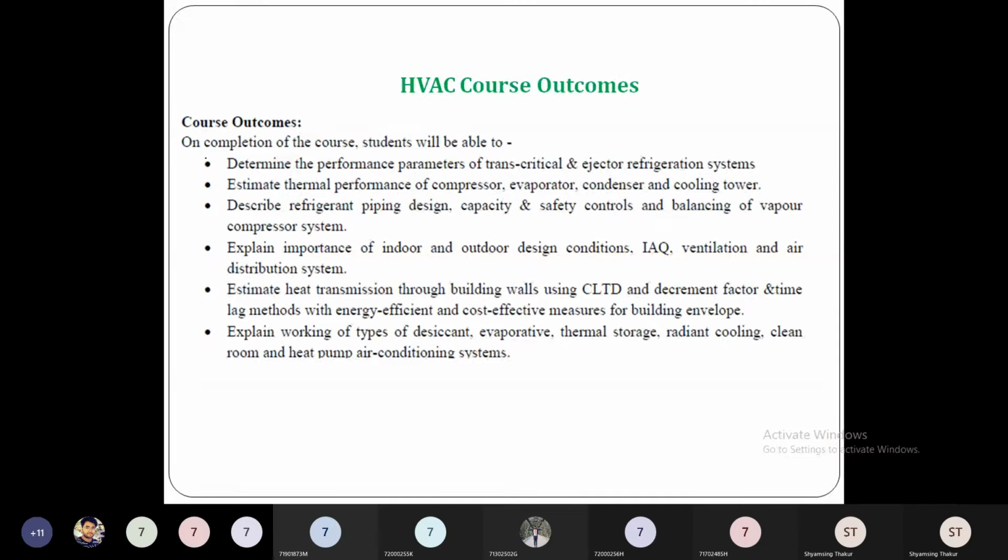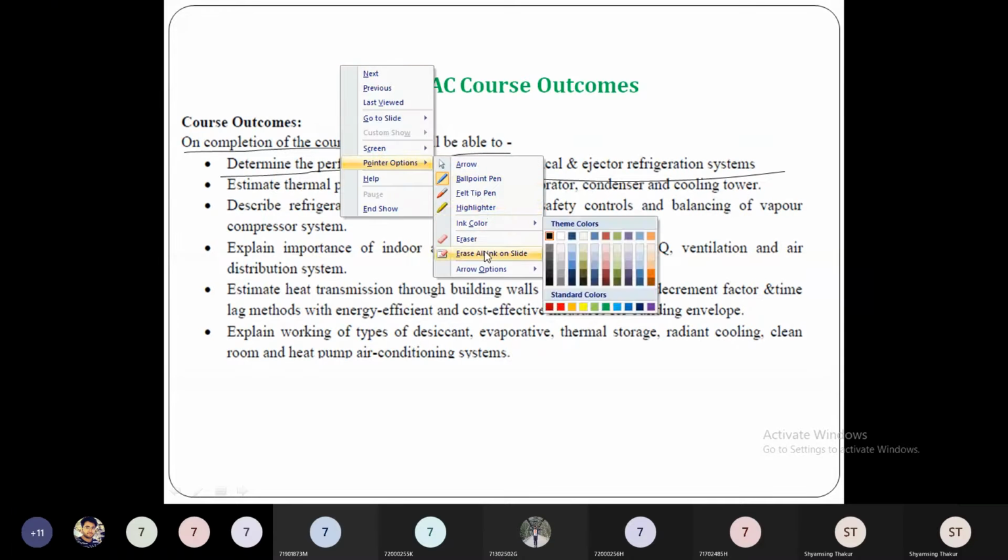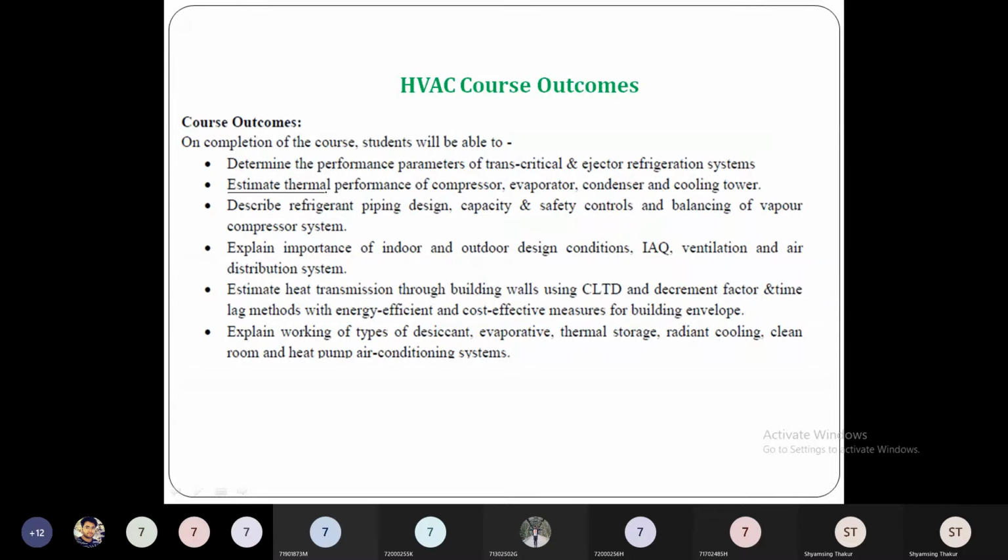The course outcomes mean that on completion of the course, the student will be able to, number 1, determine the performance of transcritical and ejector refrigeration systems. Then estimate the thermal performance of a compressor, evaporator, condenser and cooling tower, that is unit number 2. Then describe the refrigerant piping design, capacity and safety controls, and balancing of vapor compression systems. That you are going to see in the subsequent unit, that is unit number 3.